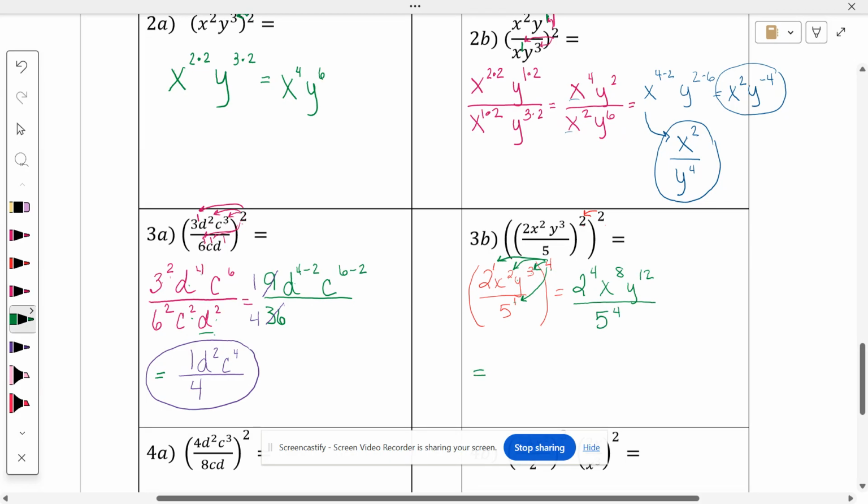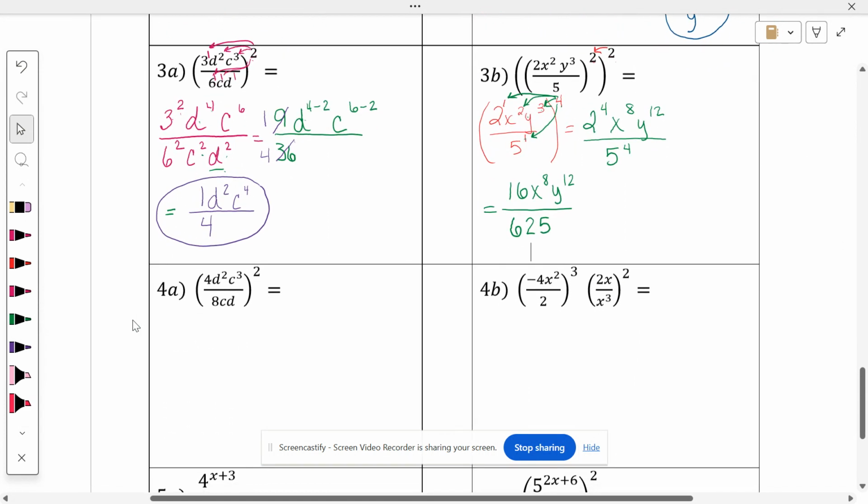Now I'm actually going to simplify the 2 to the 4th and the 5 to the 4th. 2 to the 4th is 16, so I have 16 x to the 8th, y squared, y to the 12th over, let's see, 5 to the 4th power, that's just the same thing as 25 times 25, which is 625.